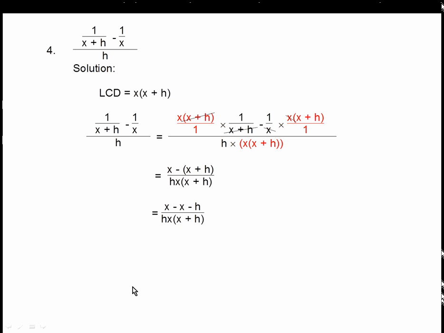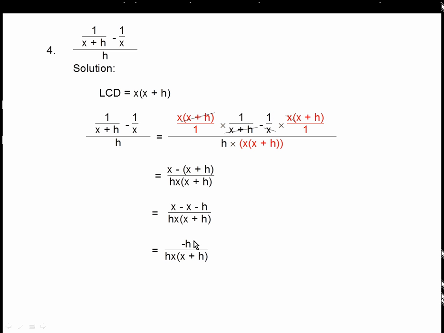Combine similar terms in the numerator. X minus x is 0, so I'm left with minus h in the numerator. So I have minus h over hx times x plus h. This is now actually a leading minus sign. There are no other terms in the numerator. That's why it gets to be a leading minus sign. This minus sign is allowed to be outside parentheses.